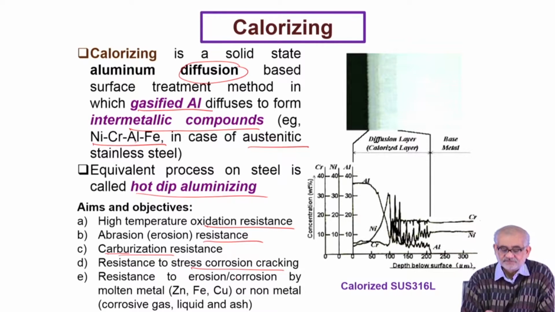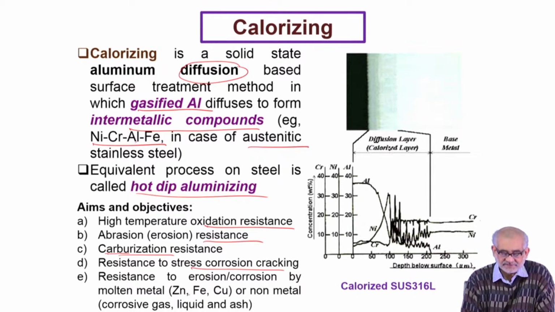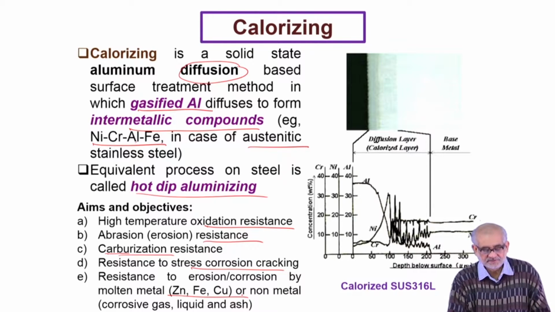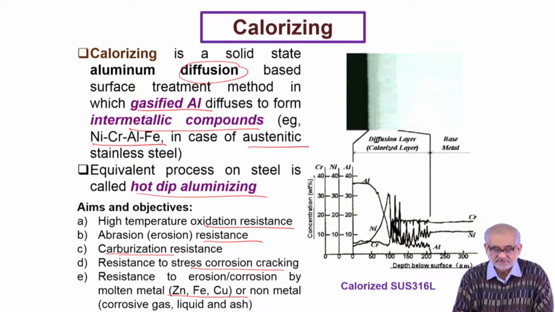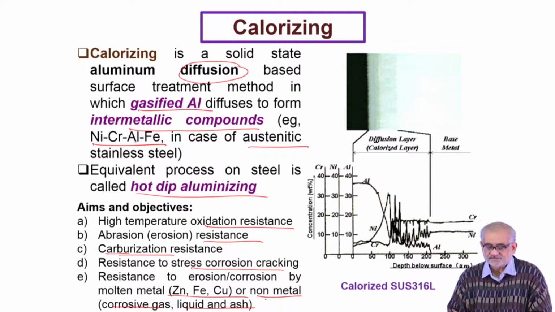Also, having such an aluminide layer is helpful against stress corrosion cracking, and gives resistance to corrosion and erosion by any other kind of molten metal. So if you have a bath which has molten zinc or other metals, there could be a large corrosive attack, and that can be prevented by having such an aluminide coating or aluminum coating. Also protection against non-metals like corrosive gases, liquids and ashes and so on.